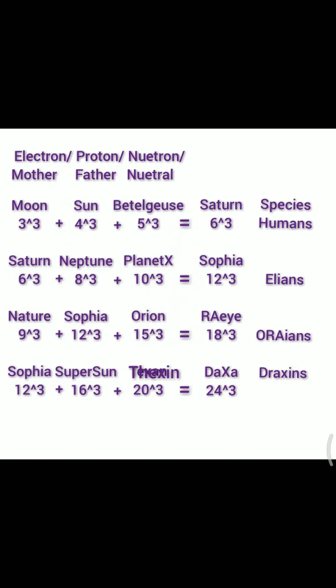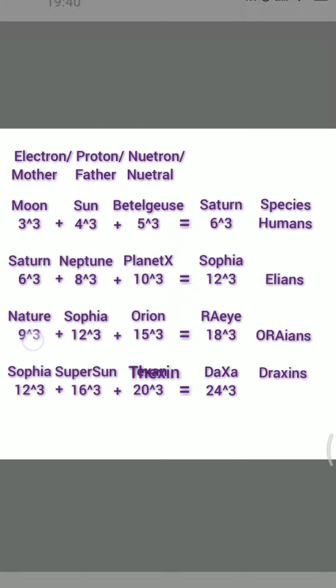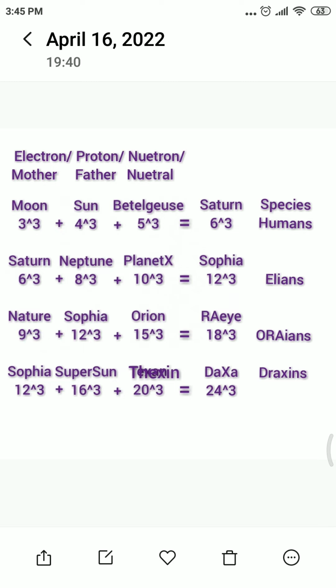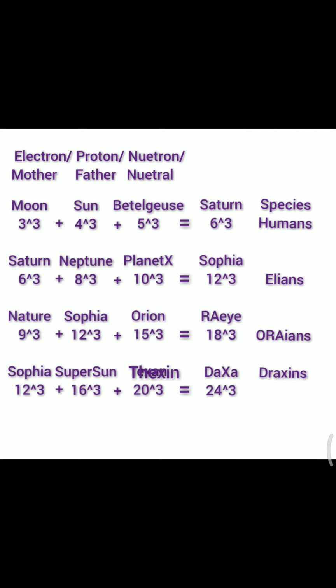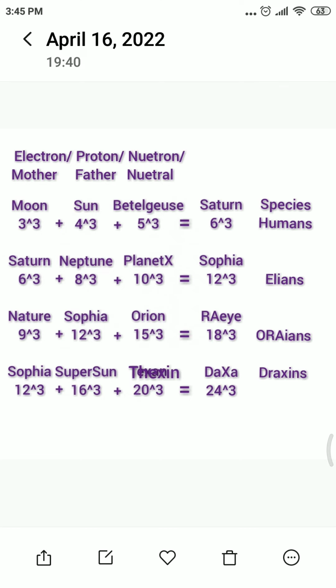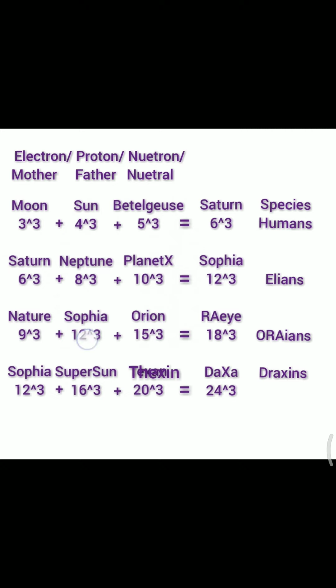So here, if you observe, 9 cube plus 12 cube along with 15 cube gave rise to 18 cube. In the sense, Sophia, who was the system here, became the father, played the role of father. 9 cube played the role of mother.